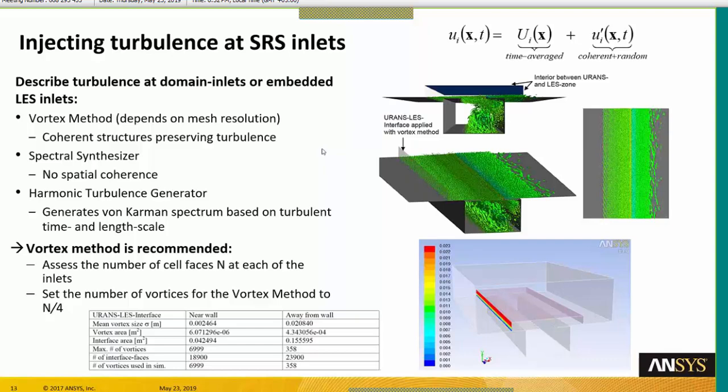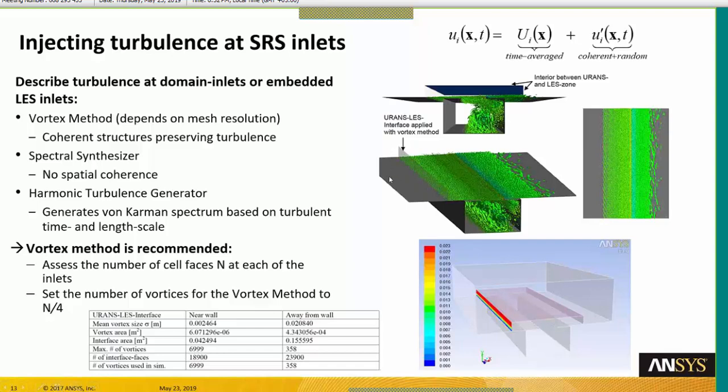So to do this, we have different methods. It can be interesting, for example, for a pure LES calculation, but it can also be important when you have an embedded LES. For example, if you have a URANS LES interface, that is a portion of your domain that is represented with a RANS approach, and another portion of your domain which is represented with the LES approach, you will have an interface in between.